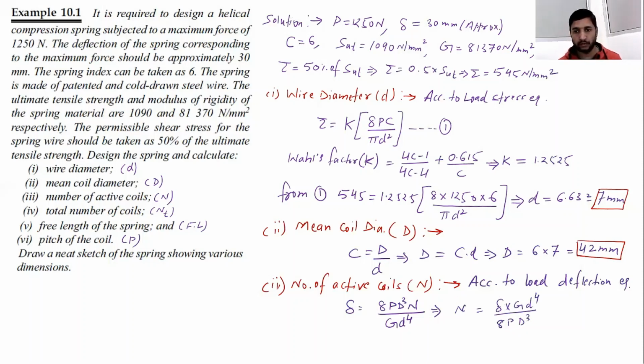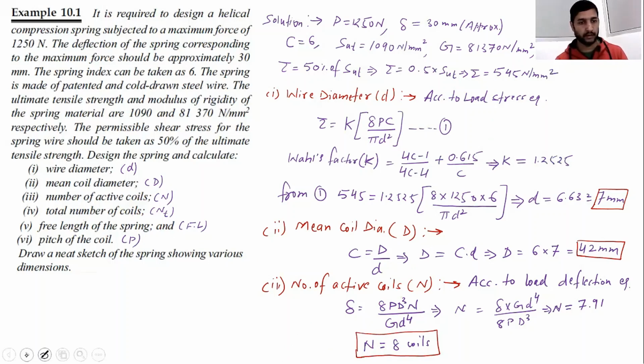Okay, so now we have all the values. Delta is given, G is given, small d we have already found. So now directly I'm just writing what value will be there for N, that is 7.91, or you can say N is approximately equal to 8 coils. So there are 8 coils which are active. Active number of coils means when we are applying a force, 8 coils are contributing to the spring action. Okay, they are deflecting when we are applying a force of 1250.